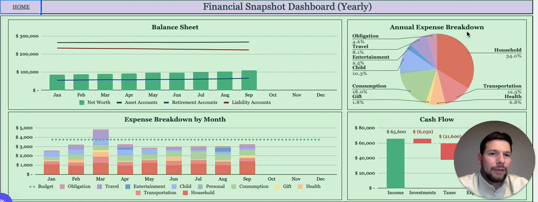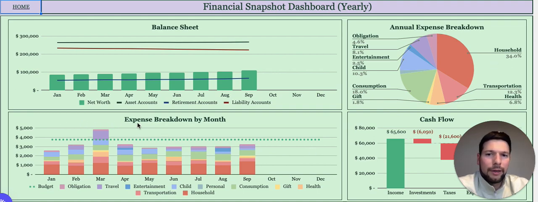And then you have your annual expense breakdown. So of all the money you've spent so far this year, here's how much percent went to household. So 34% went to household. You spent about 10% of your income on your children. You spent about 12% on transportation, vehicles, fuels, car insurance. And this is just an easy way to see where the bulk of your money is actually going.